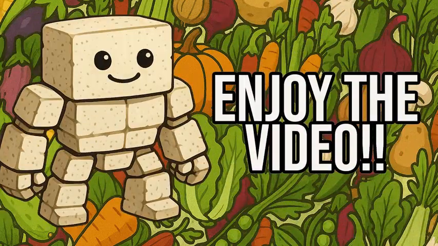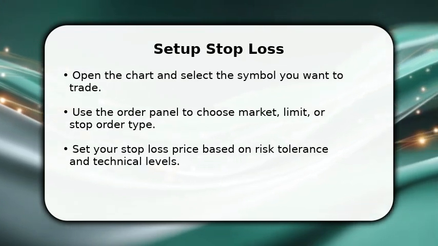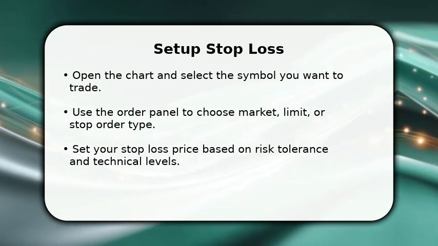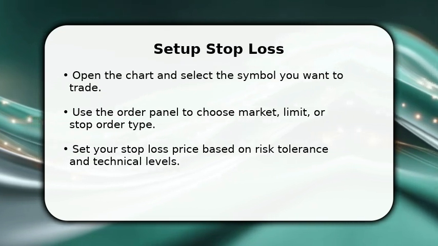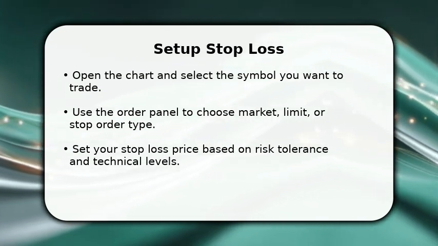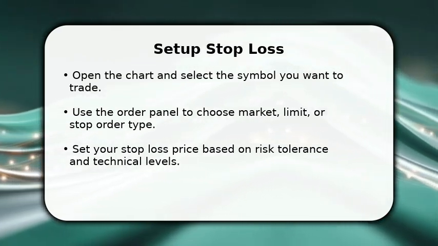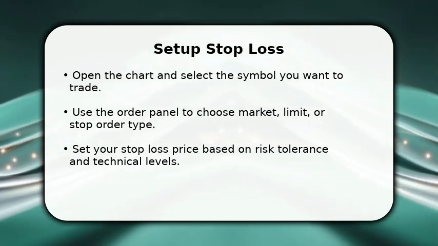Please enjoy the video. In this video, I will show how to set up stop loss on TradingView. Open the chart, access the trade panel, and choose the order type to add a stop loss immediately. Use price levels, ATR, or fixed dollar risk to position the stop. Drag the stop line or enter the exact price in the order ticket. Confirm the order and monitor the position with alerts to keep risk managed and clear.